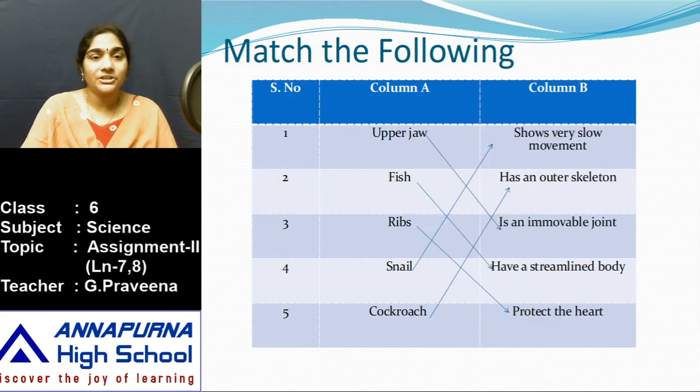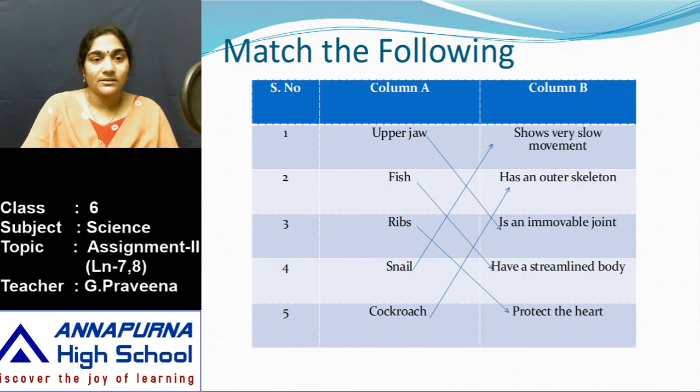Yes, here is another matching. Upper jaw, which is an immovable joint. Fish, which has a streamlined body. Ribs, they protect the heart. Snail, they show very slow movement. Cockroach, it has an outer skeleton.